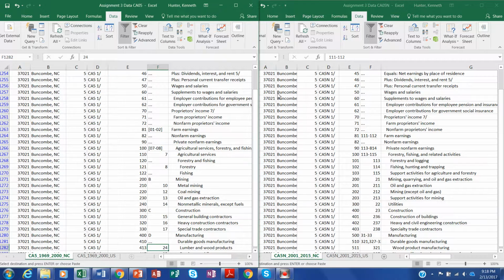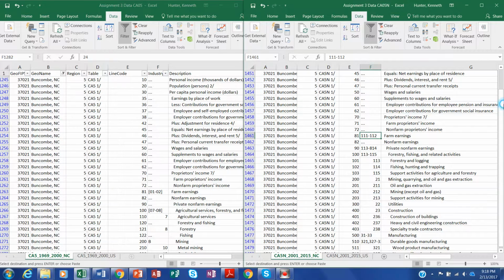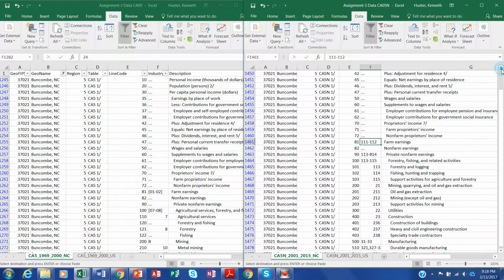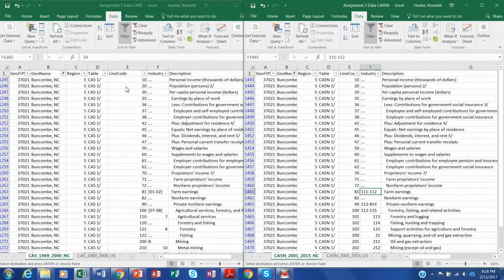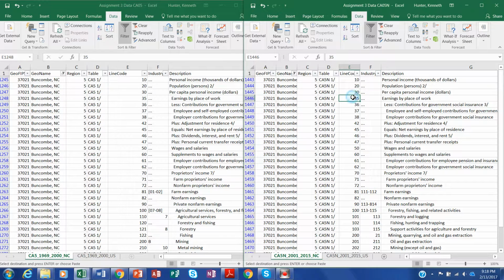In lots of cases, it's pretty easy to compare the data. For example, when you're looking for line 35 data and you are going to the line code, which is column E in both tables, you will see that line code 35 for your given jurisdiction, in this case we're looking at Buncombe County, is line code 33, and both of them is earnings by place of work. So that one is an easy one to take data and basically copy and paste the data from one table and the data of the other table into a single table.